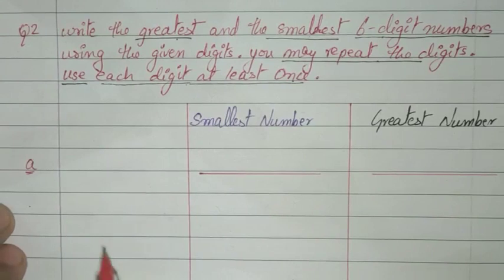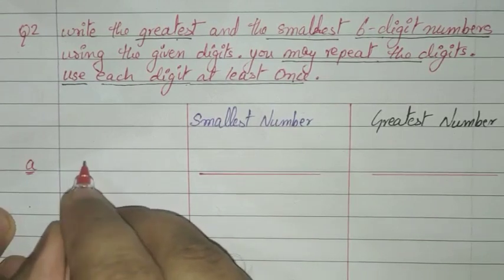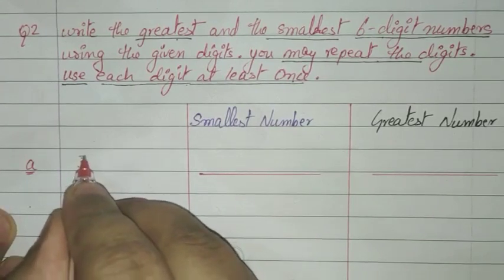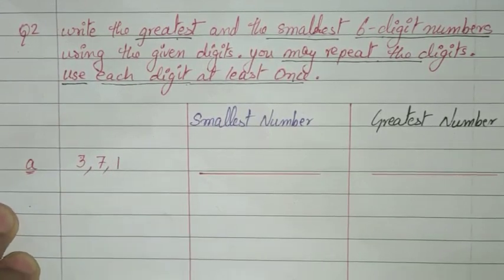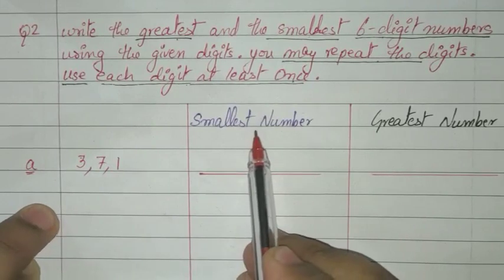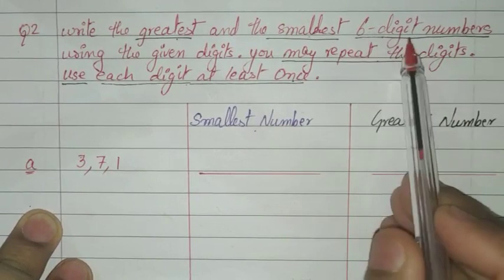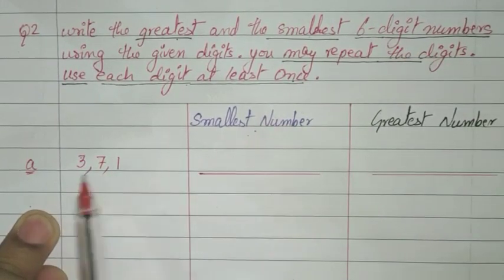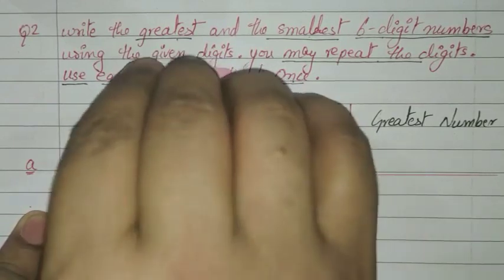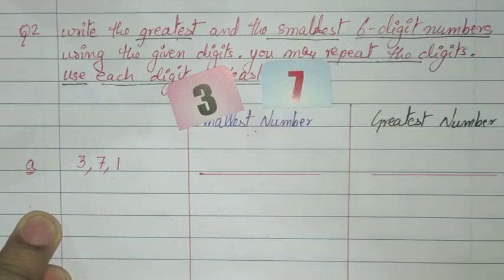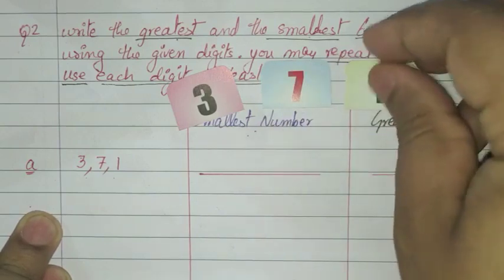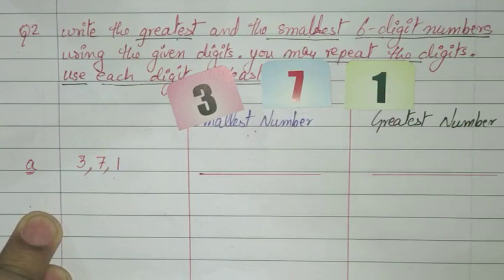Now the question number A is having 3 digits: 3, 7, 1, and you have to form the smallest number. How many digit smallest number you have to form? 6 digit smallest number you have to form, but you have only 3 digits and the digits are 3, 7 and 1, right? And you have to form the smallest number.